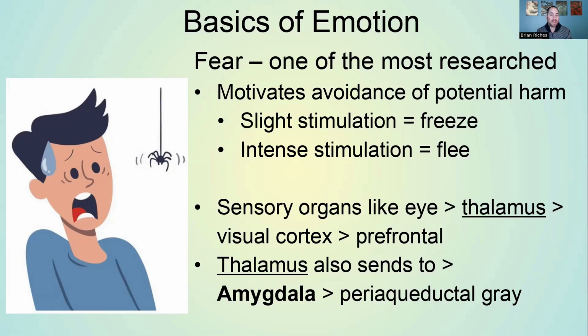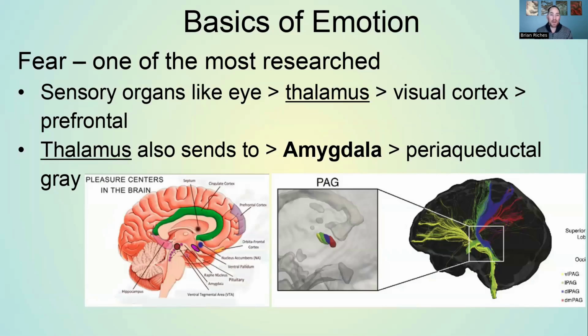It can also, at the same time, send it to the amygdala, which is involved in a lot of these different emotions, and an area that we haven't really talked about yet. It's called the periaqueductal gray. Yep, I got it right. Periaqueductal gray. I will show that in this image here. At the same time that you're getting that message from the thalamus to the visual cortex to the prefrontal cortex, so you're starting to recognize, oh, that's a spider, your brain is already sending it to the amygdala and the periaqueductal gray, which is back here, to start getting to those movement areas of your brain.